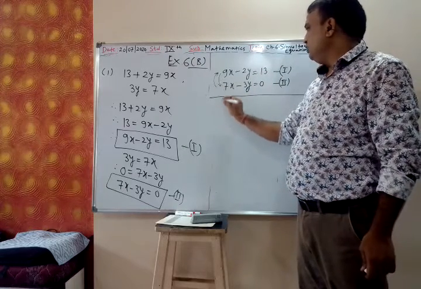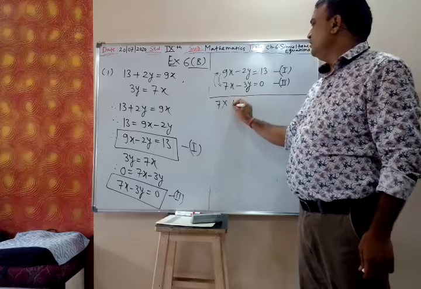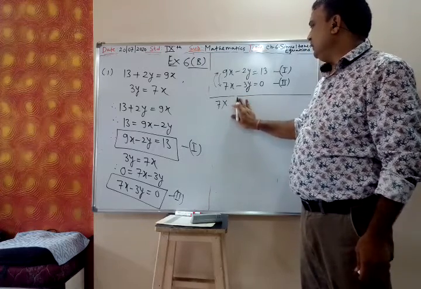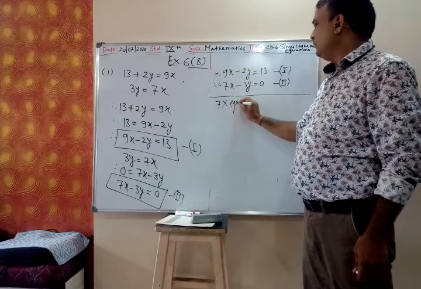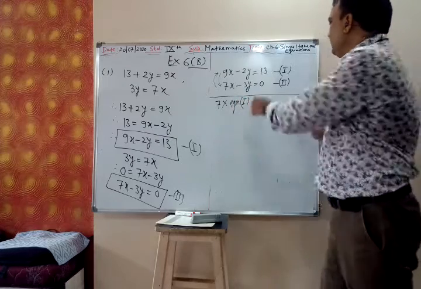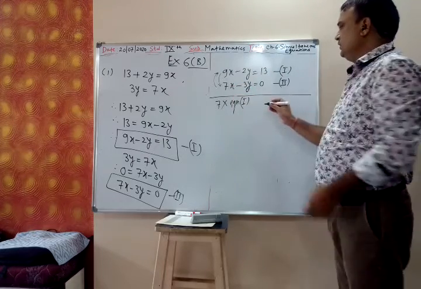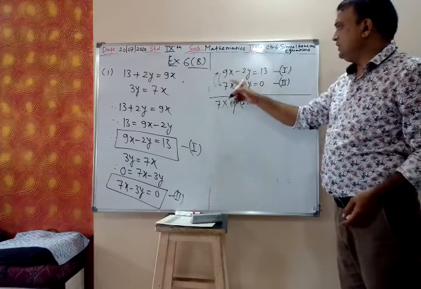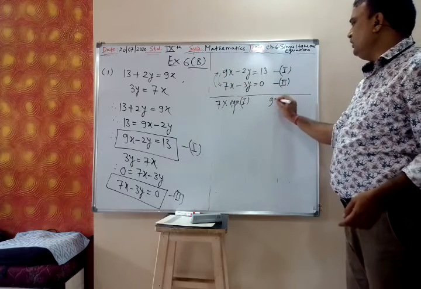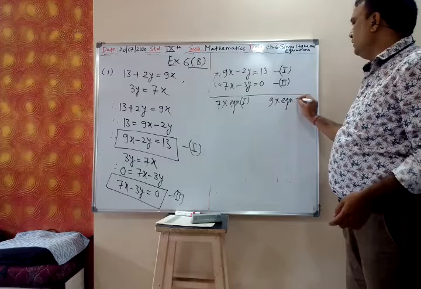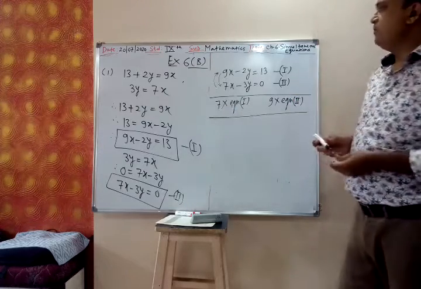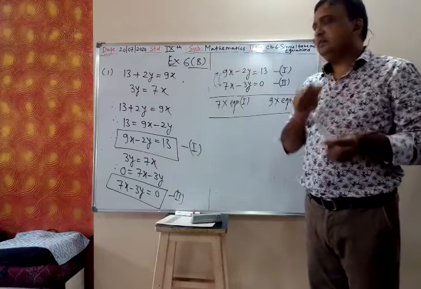So let me equate by equating the coefficient of x. So 7 into equation 1. I will multiply equation 1 by 7, this coefficient. Then I will multiply equation 2 by this coefficient 9. So write 9 into equation 2. Now all of you stop writing, pay attention.